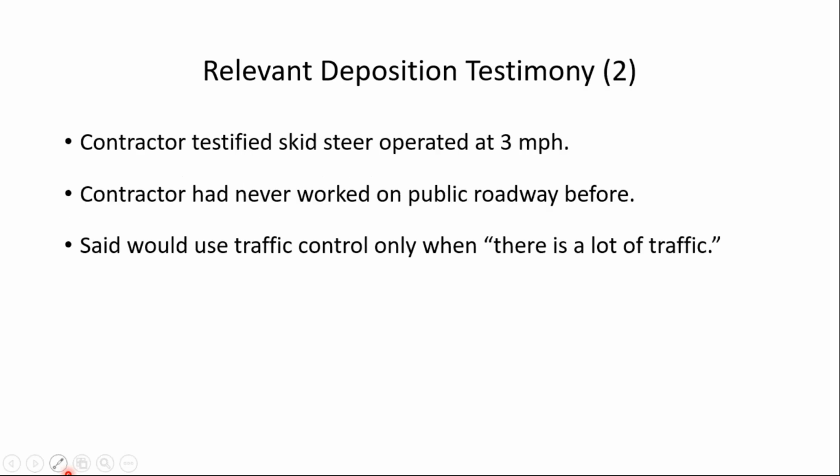Then the contractor testified that the skid steer operated at 3 miles per hour. And he also said he didn't see any issue with operating something at 3 miles per hour on a 45 mile per hour highway. I also found that somewhat disturbing. Contractor said he had never worked on a public roadway before. And he said he would use traffic control only when, quote, there is a lot of traffic, but he could not further define that. And he said, this is a rural road. It did not have a lot of traffic, so I didn't have to do anything as far as controlling traffic.